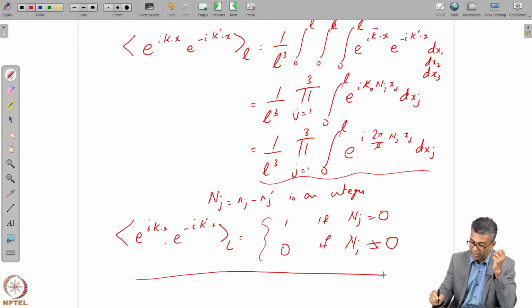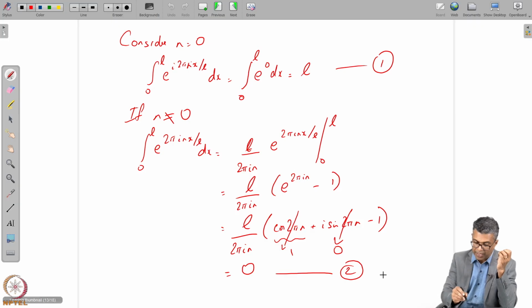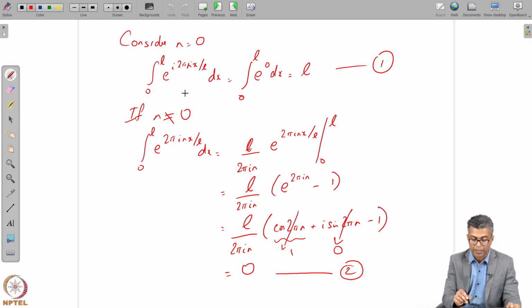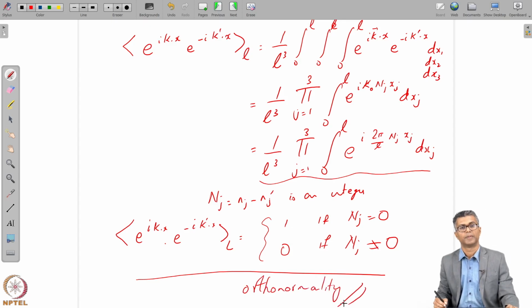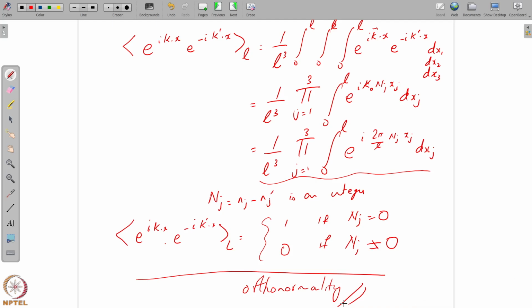Is that clear? So here what I have is, I started by looking at the integral itself, right? And then I showed that it is equal to L if n is equal to 0, and when n is not equal to 0, I showed that it is equal to 0. So essentially I arrive at the same relationship here. So then all I need to show is that this is equal to 1, which it will be, as I proved earlier, when nj is equal to 0, and it is equal to 0 when nj is not equal to 0. Hence, the orthonormality condition is proved. I hope this is clear. Okay.